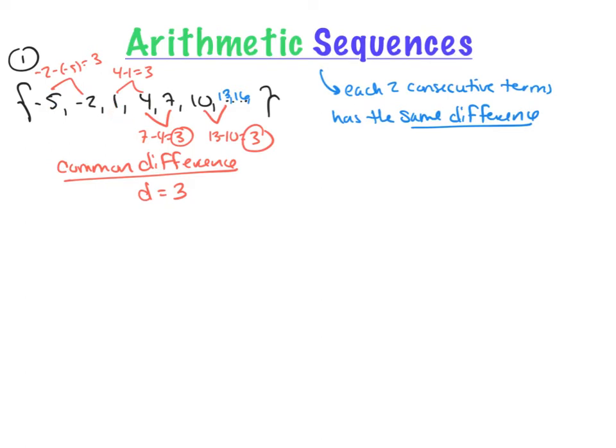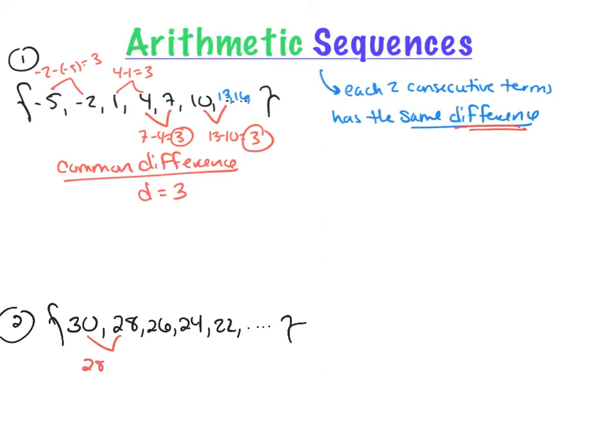Let's look at another example. Let's say that we had the sequence that starts at 30 and then goes to 28 and 26 and 24 and 22 and so on. So in this one, there is a common difference because if we subtract each two terms, we're always going to get the same number, or the same difference. But this sequence is going down by 2 each time.